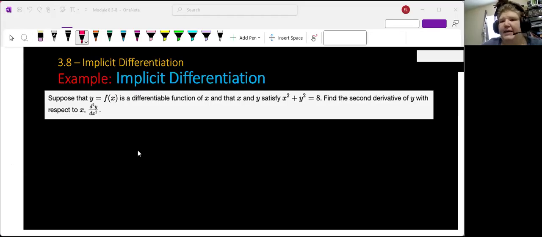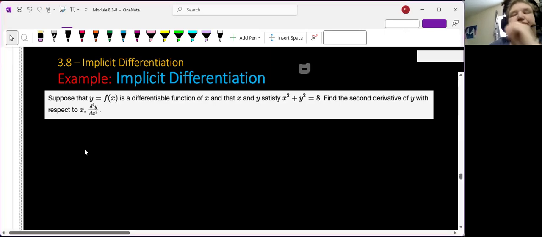Okay, here we go. Our lovely implicit differentiation. So this one here was asking us to find the second derivative. So, got our crazy looking function here. All right, so we're going to take the derivative using implicit, then we'll solve for dy dx, and then we'll take the second derivative. All righty.